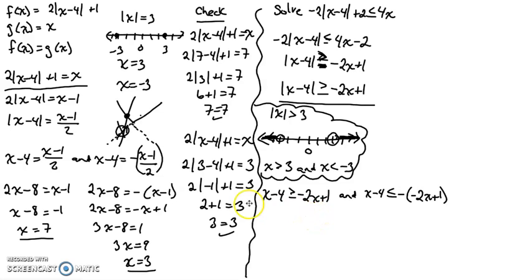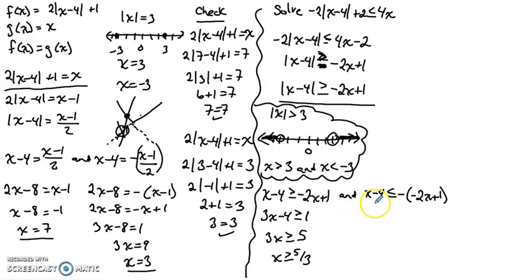So now let's solve. If we add 2x to both sides, we'll get 3x minus 4 greater than or equal to 1. If we add 4 to both sides, we'll get 3x greater than or equal to 5. So x is greater than or equal to 5/3. And you could change that into a decimal if you want to.